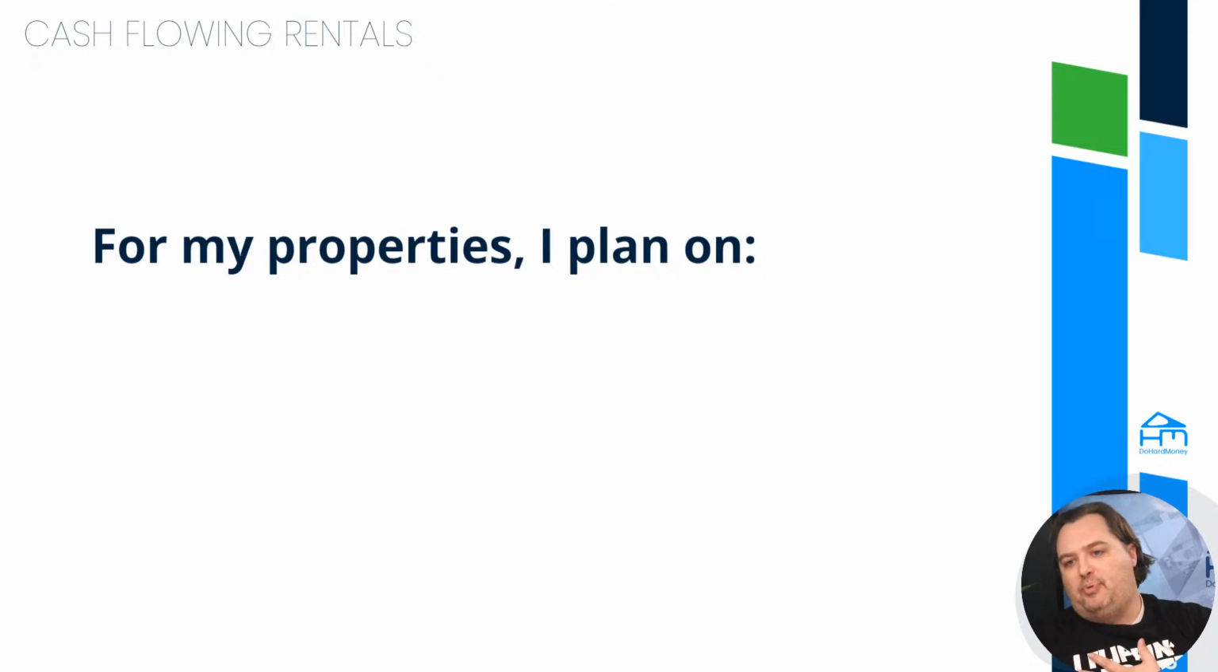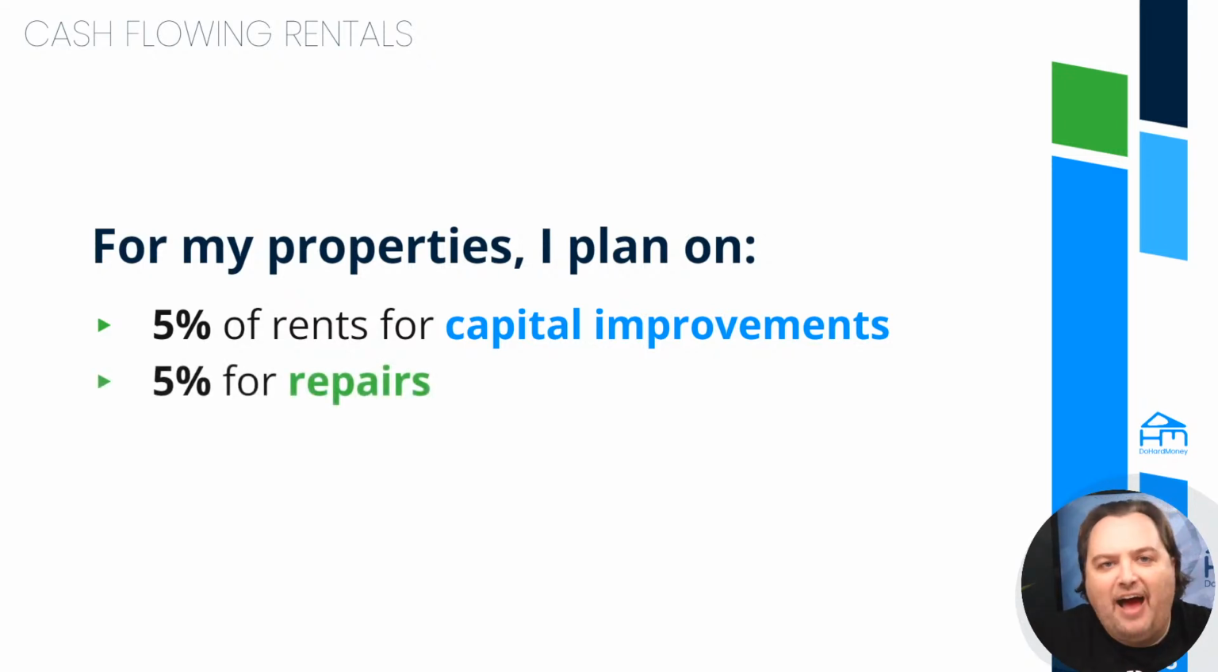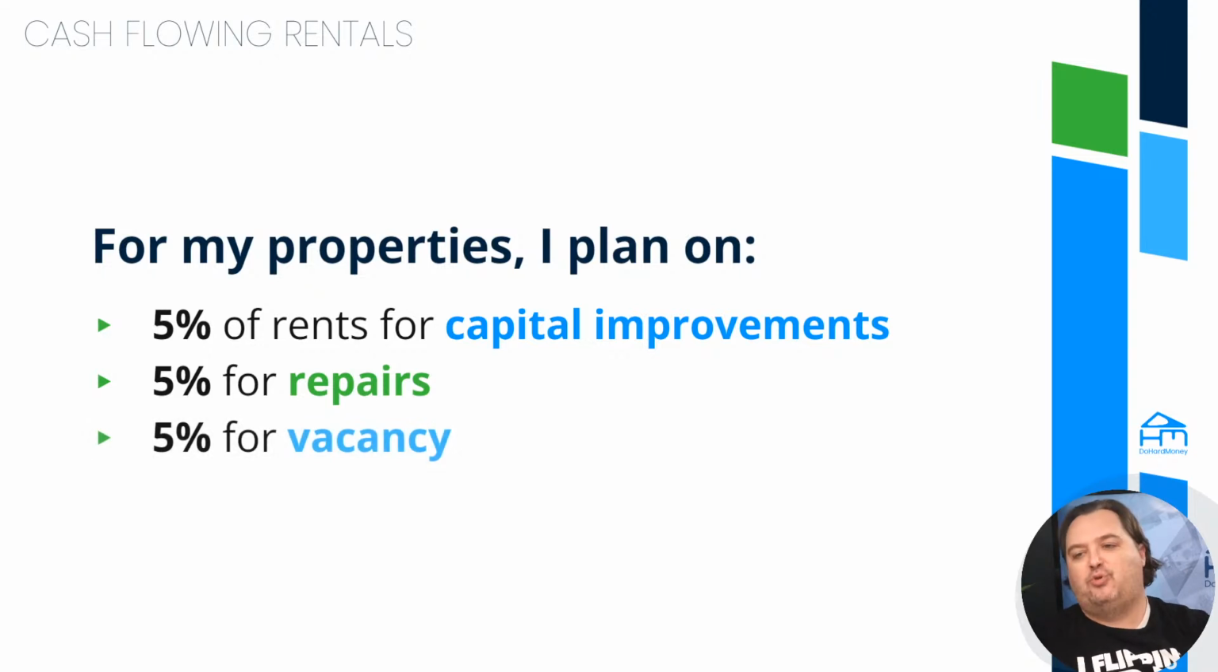So on my properties, this is what I do. I plan on 5% of my rents going to capital improvements every single month. 5% of my rents go to repairs and 5% of my rents go to vacancy. How do I know this? Because I've been doing this for 20 years and my management strategy actually works, so these numbers work.